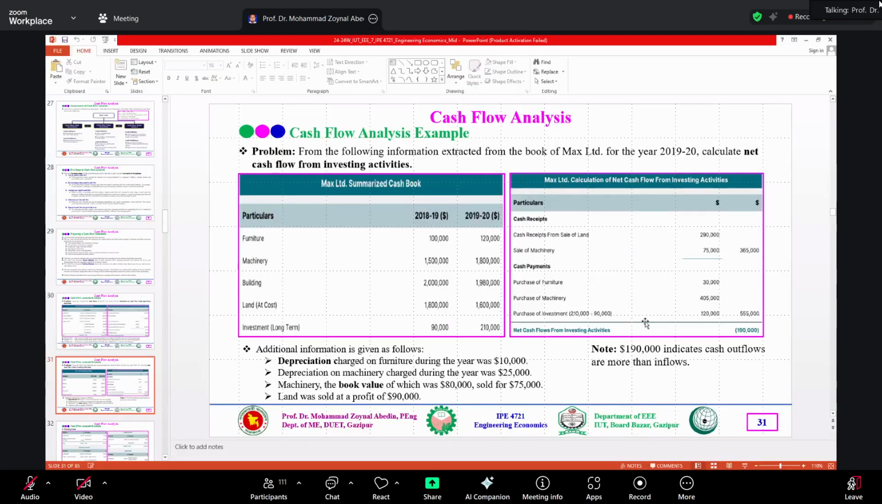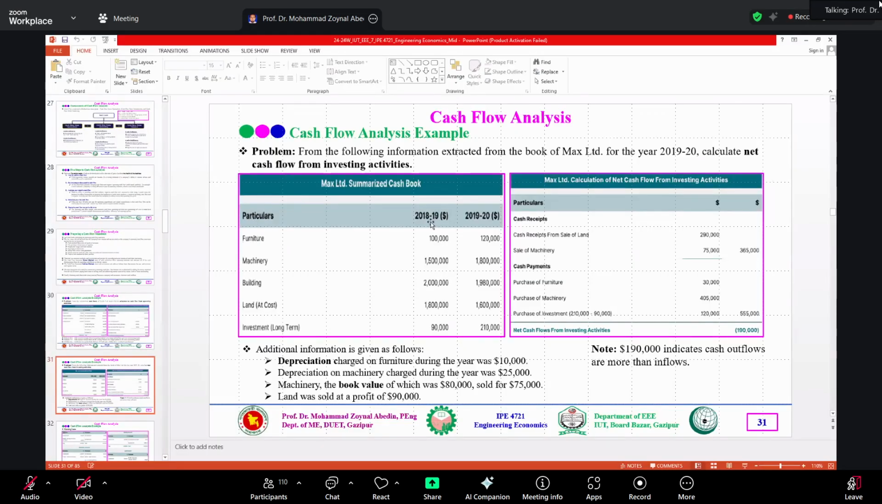Okay, this problem table is given for the cash flow analysis from investing activities. I will request you to carefully listen because the problem is very easy, but if you don't understand, maybe it will be very difficult to calculate, to solve in the exam. There are some additional information is given as follows. Okay, let's understand. Let's see the table.